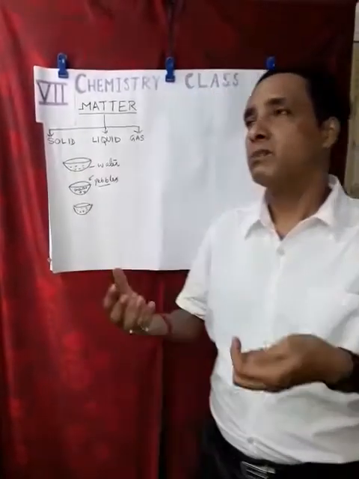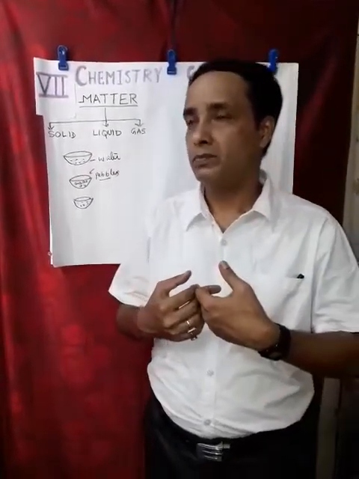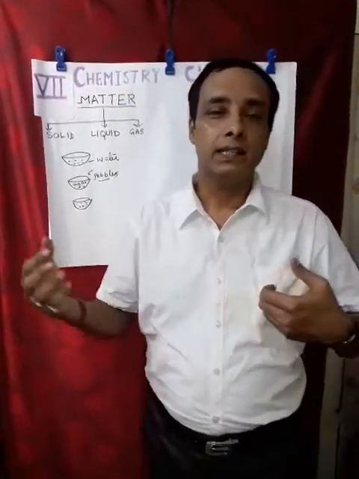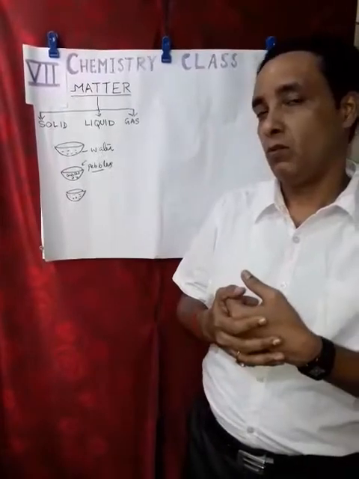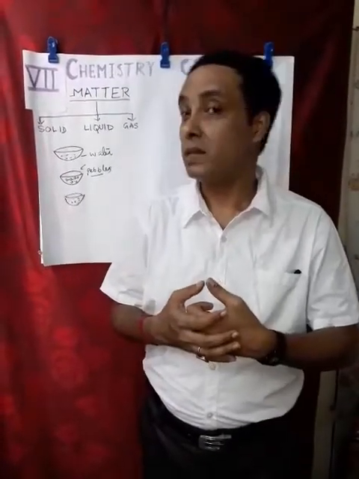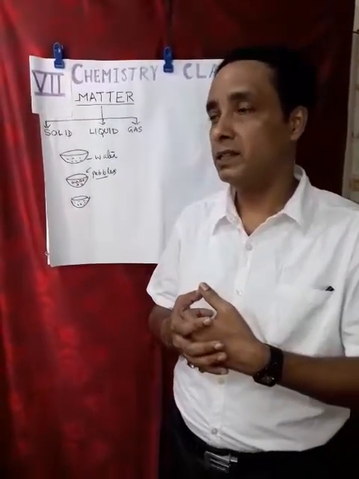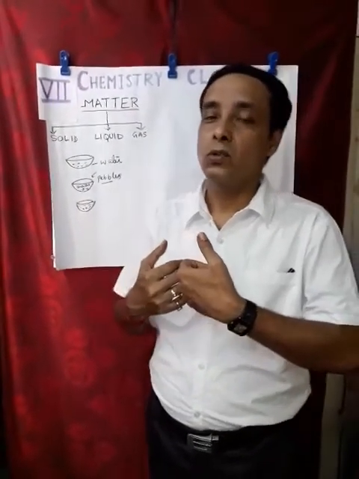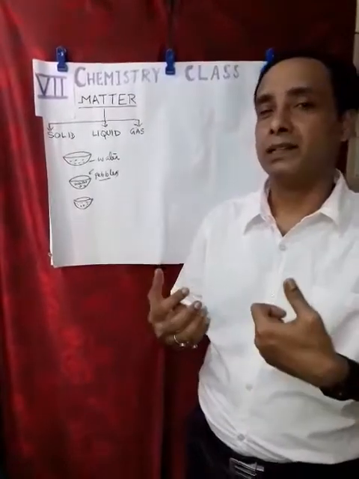Similarly, in another point we can explain that matter can be perceived by our senses. How? If you move outside, generally you find that air is blowing. We are not able to see the air, but air is a matter, and it can be perceived by our senses. So air is also a matter.